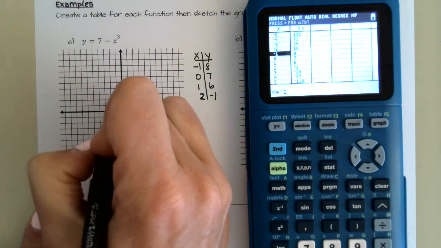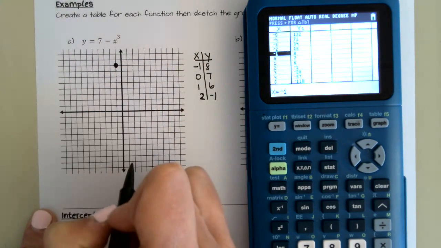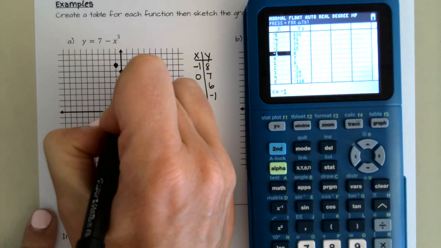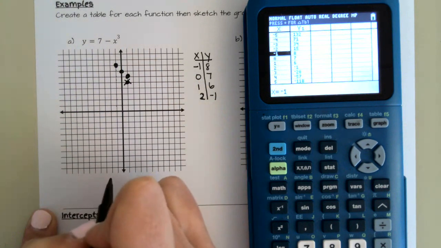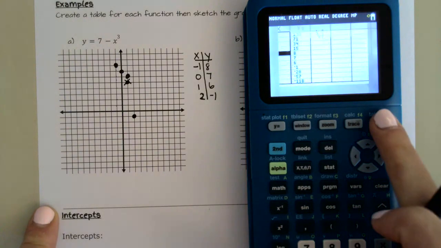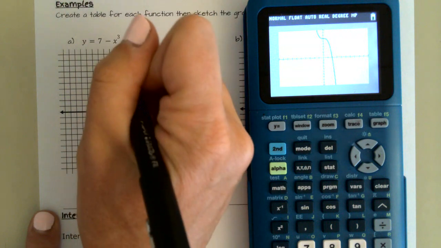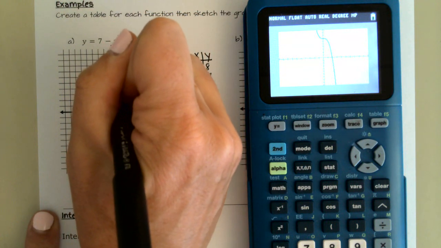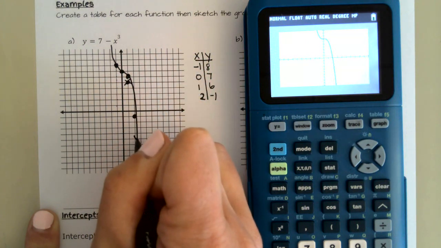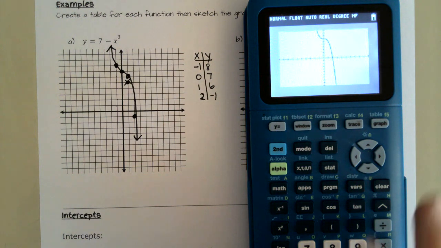So -1, 8. 1, 2, 3, 4, 5, 6, 7, 8. Put a point. 0, 7, 1, 6. Oops, sorry. 1, 6. And 2, -1. Now, go back to my graph and make sure I connect the points to make this kind of curvy shape. So it's going to come down and go to this point, and then squiggle down and go down this way. Add your arrows because it goes on forever, and you're done.